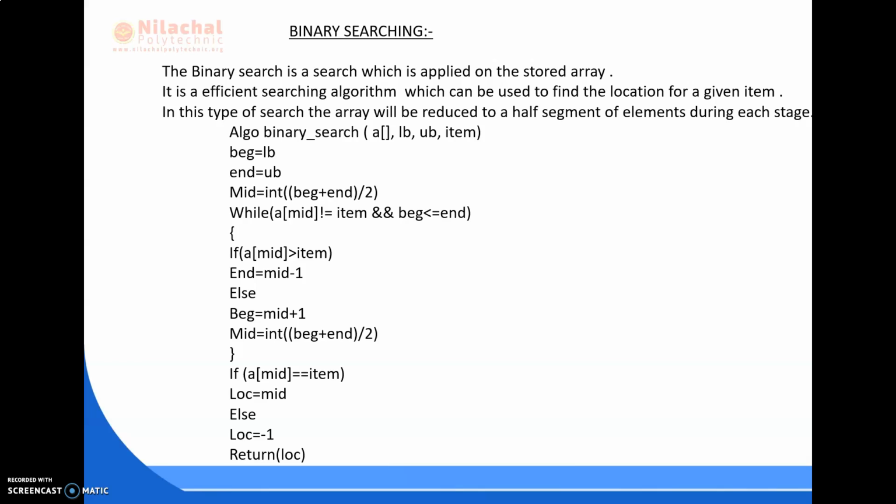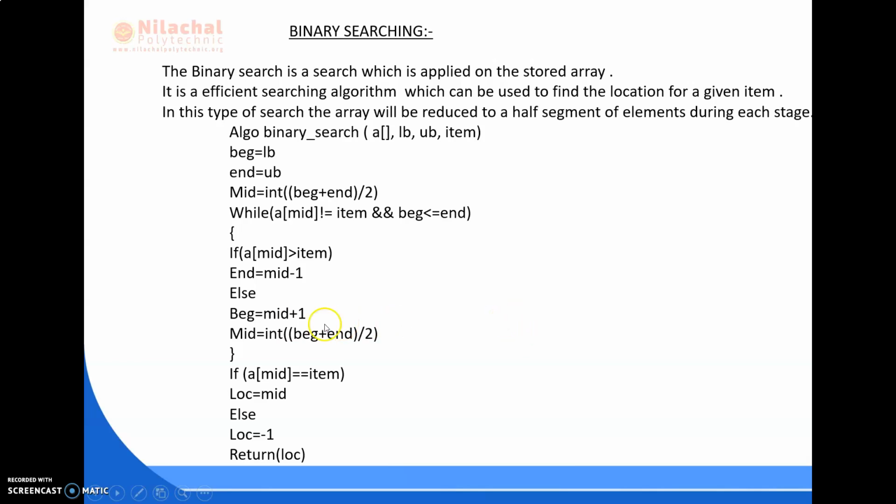Next, we will be learning about the next method of searching operation, that is binary searching. The binary search is a search which is applied on a sorted array. It is an efficient searching algorithm which can be used to find the location for a given item. In this type of search, the array will be reduced to a half segment of elements during each stage.